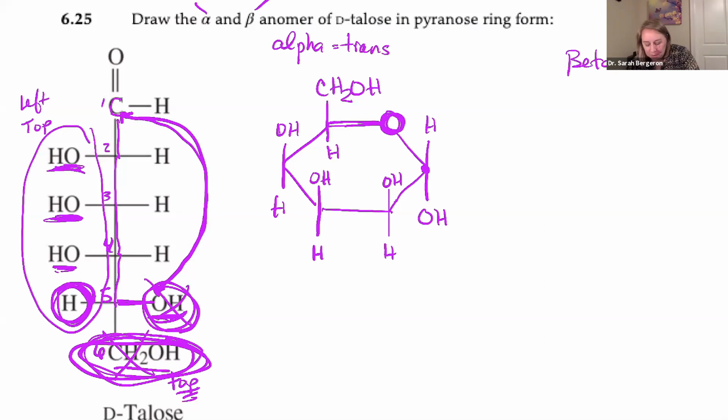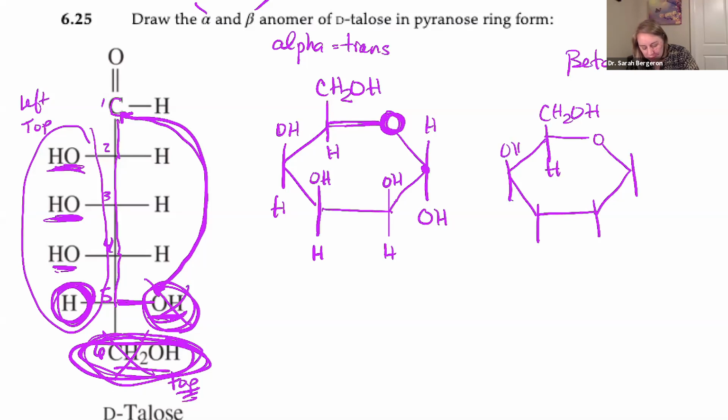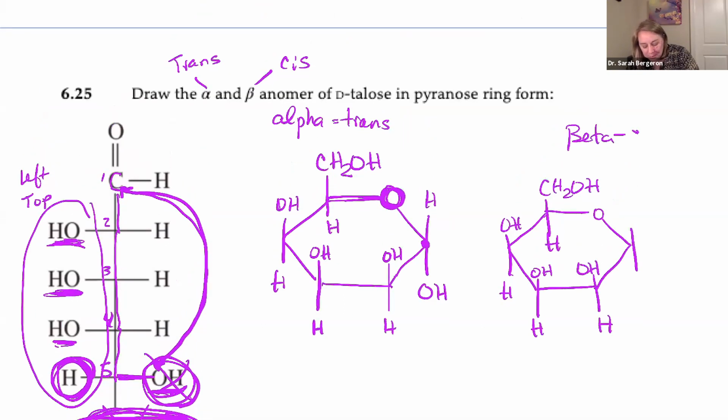Let's do our beta. So we're going to draw the same ring. And we're going to do everything exactly the same except for our anomeric carbon. CH2OH, hydrogen, OH, H, OH, H, OH, H. Now, if it's beta, beta is telling me cis, so they have to be on the same side, and then hydrogen, okay?